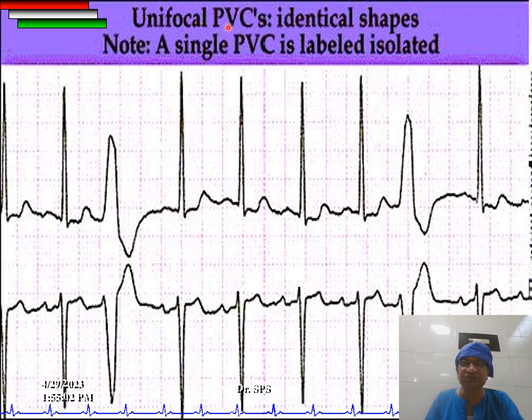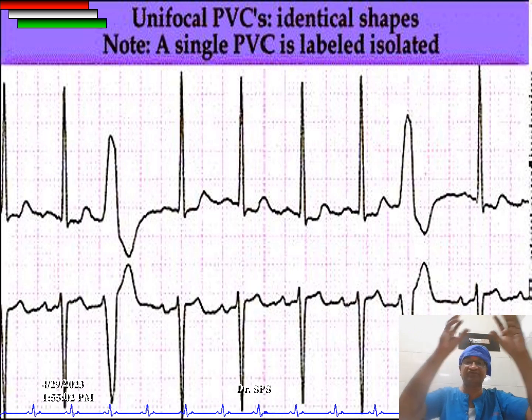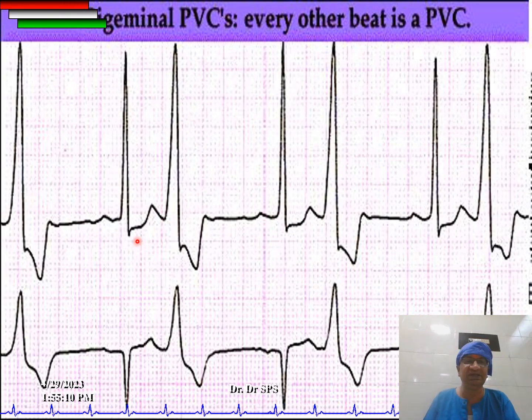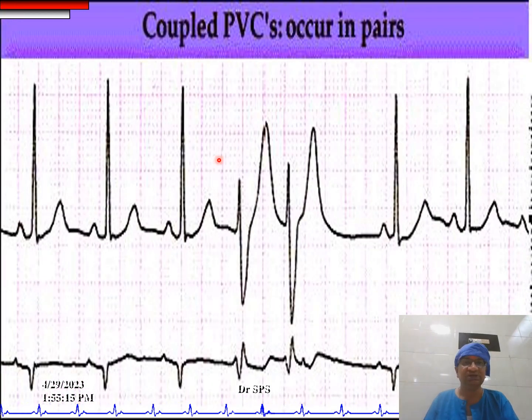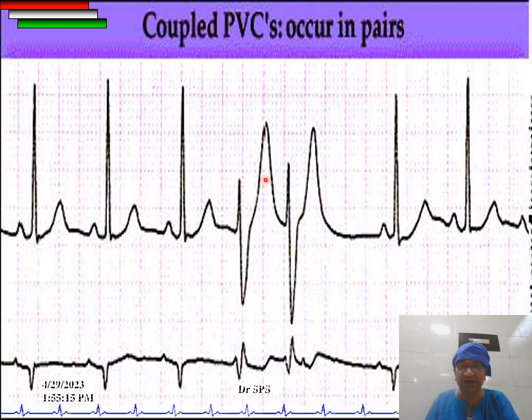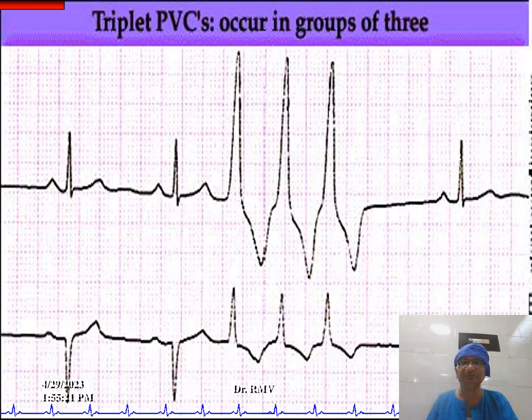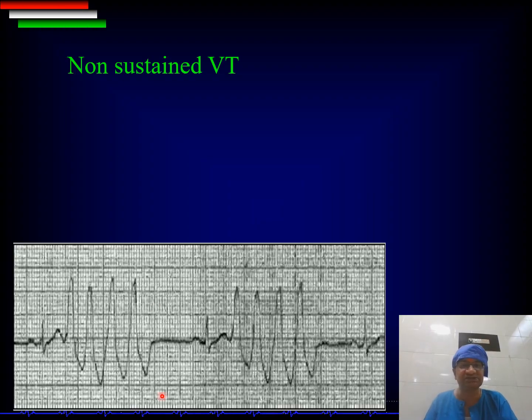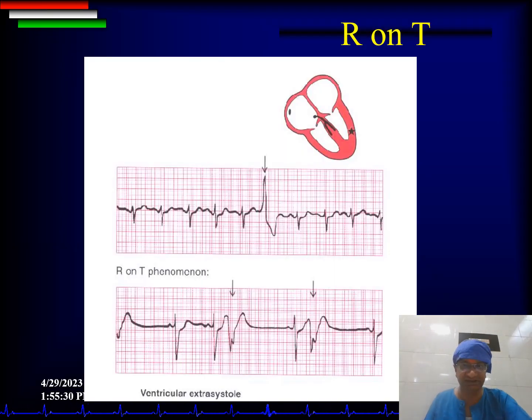Unifocal premature ventricular contractions. This is from one focus of the ventricle, not from multiple foci of the ventricle. This is bigeminy: one normal, one abnormal, one normal, one abnormal. This is coupled PVCs. This is not one normal, one abnormal. Two abnormal and two normal. You can have triplets. This is non-sustained VT. If it goes on for 4 or 5 beats, then it becomes non-sustained VT, and slowly goes to sustained VT.